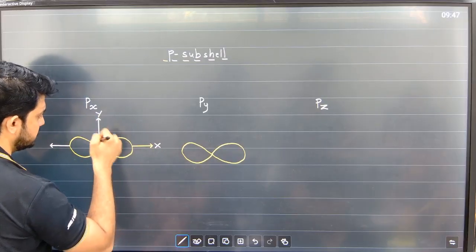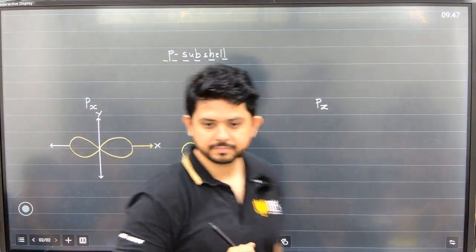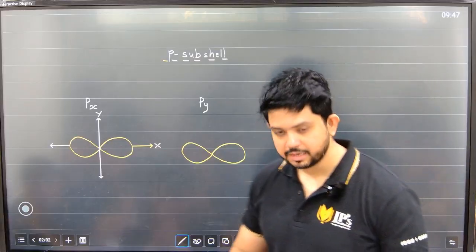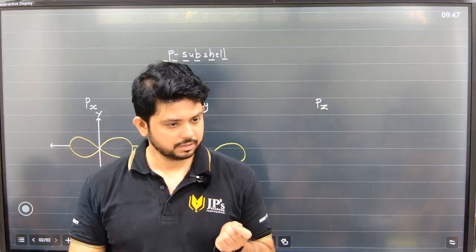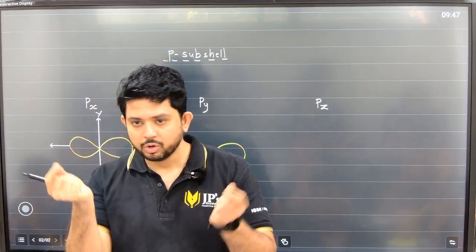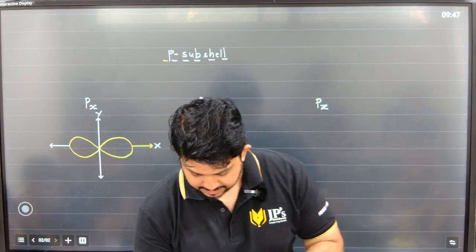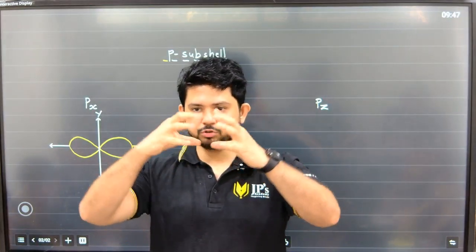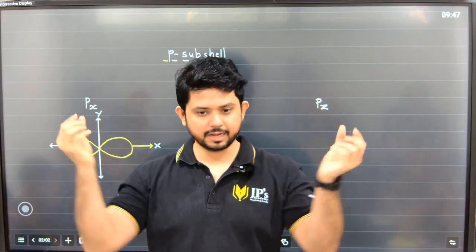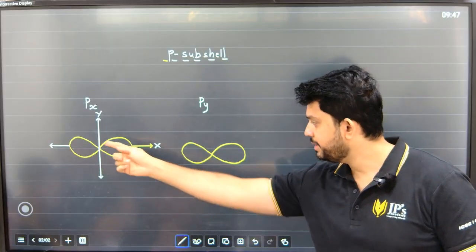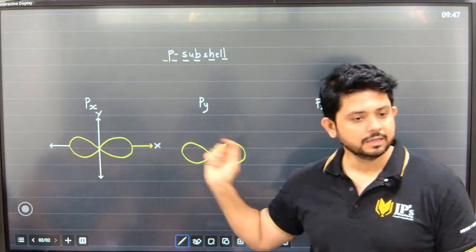This is also Z axis, but I am not drawing it. You want to imagine a P subshell: take a balloon, similar balloon, and join their opposite ends. I repeat, opposite ends of the balloon you have joined. The balloons will look something like this. P subshell, Px would look something like that.